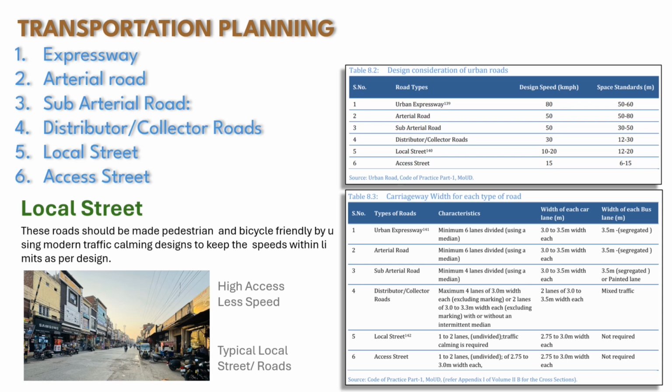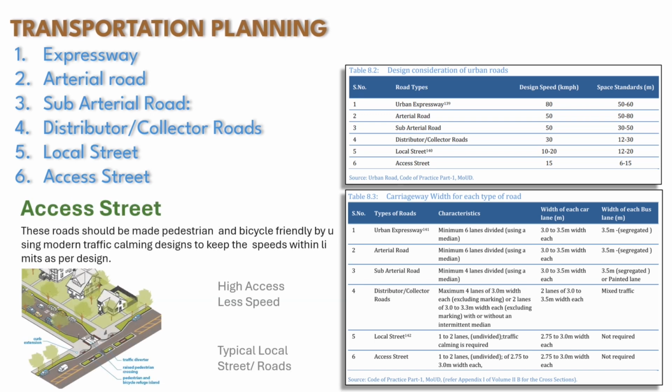Such roads generally have 1 to 2 lanes with no medians, but their design should include proper traffic calming measures. Access street comes very last in the road hierarchy. These roads should be made pedestrian and bicycle friendly and usually connect individual buildings with local streets. Width of such road varies from 6 to 15 meters with 1 to 2 lanes with no median, and design speed is only 15 km per hour, hence they are more accessible.